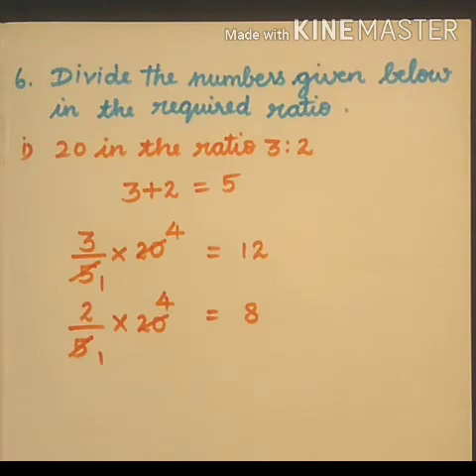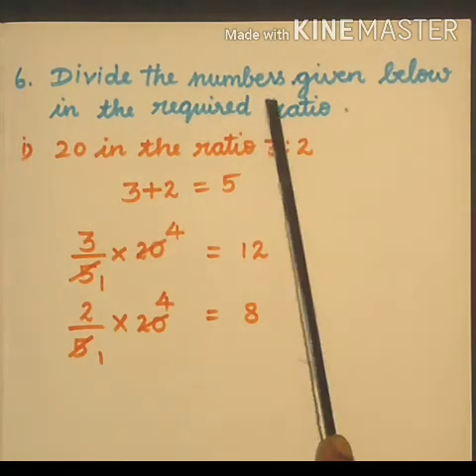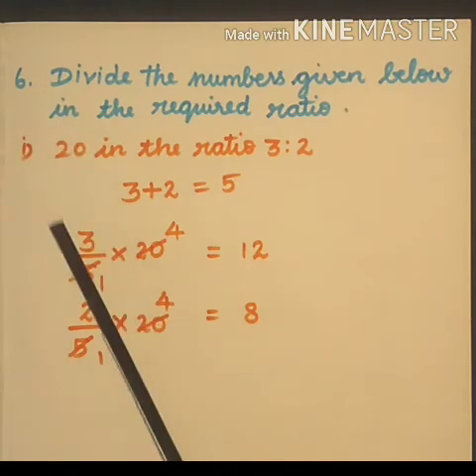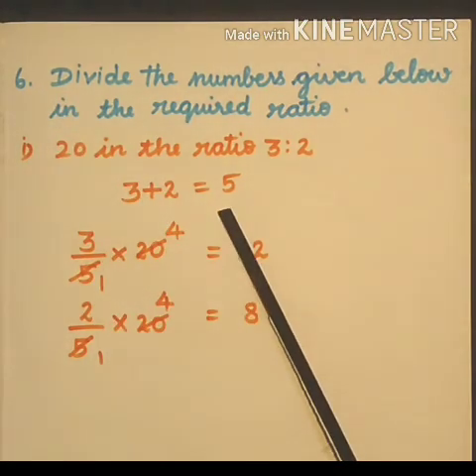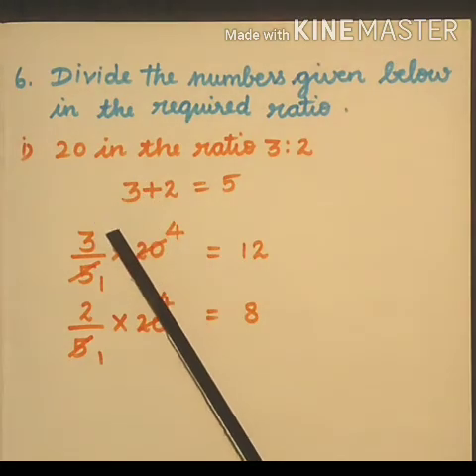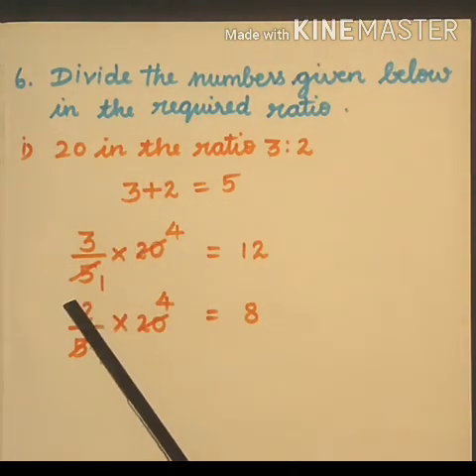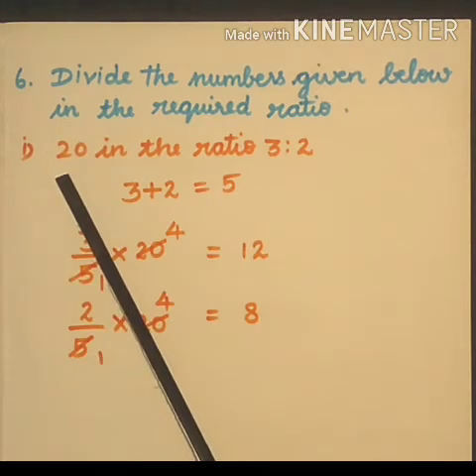Students, now you understand how to divide the numbers in the required ratio. If the question comes like this, you have to find the total parts first. Then you have to put the given ratio in the numerator and total parts in the denominator. Then multiply the whole part.